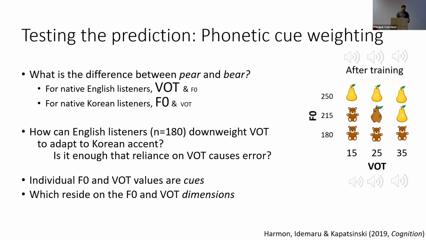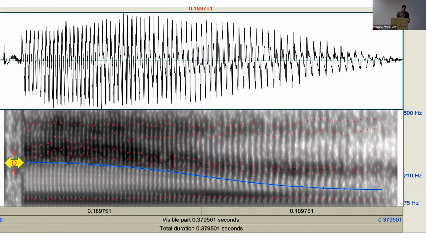Or is it also necessary for F0 to be informative during training and predictive of the feedback? Just a bit of terminology: individual F0 and VOT values here we'll call Qs, and the F0 and VOT lines we call dimensions. So what are these physically?